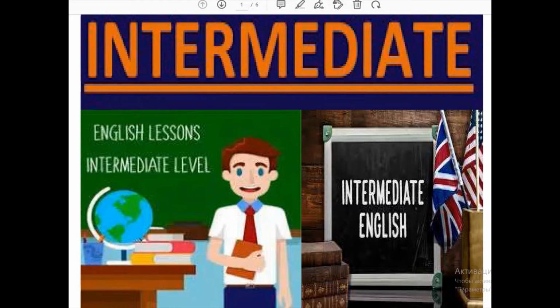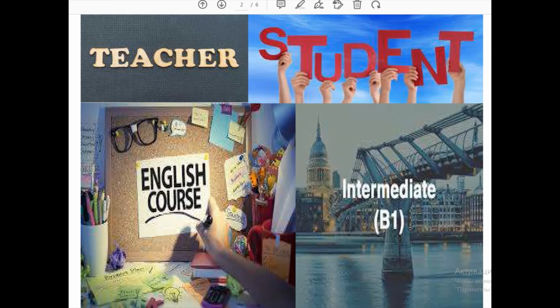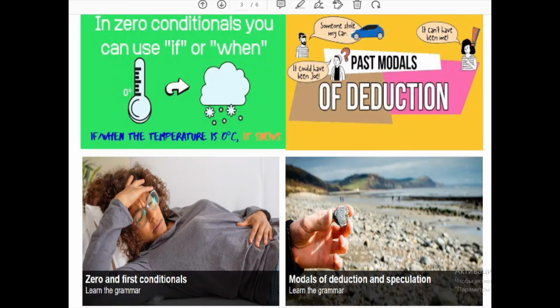Intermediate English level for teachers and students. So for today, we are going to talk about zero and first conditionals, then after that, models of deduction and speculation. This is the syllabus for teachers and students. So let's get started, guys.